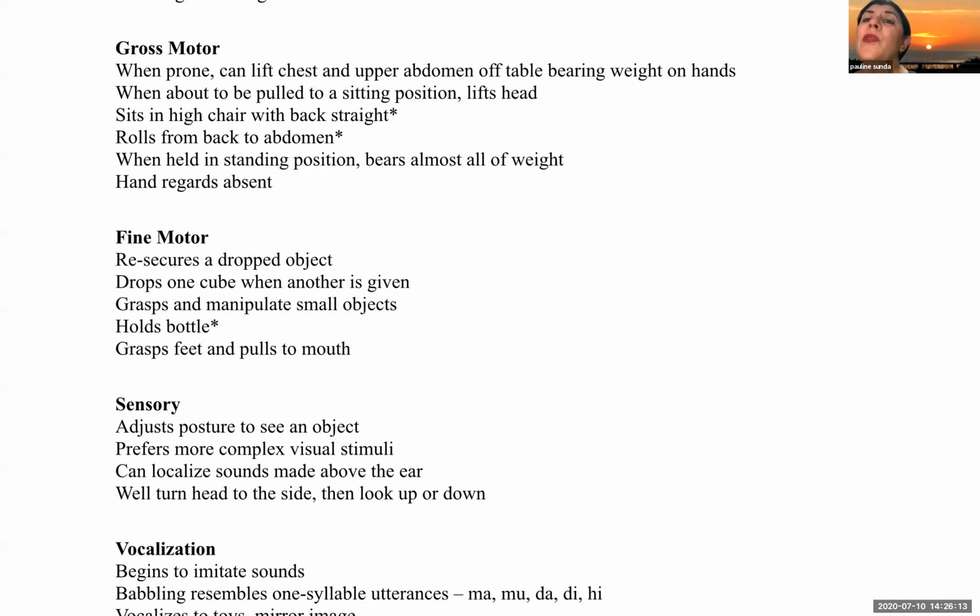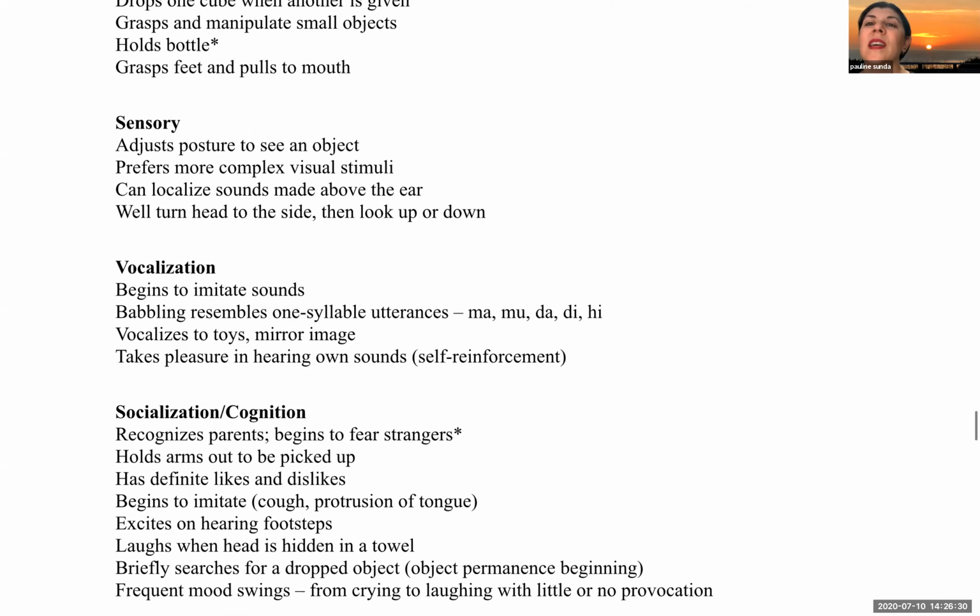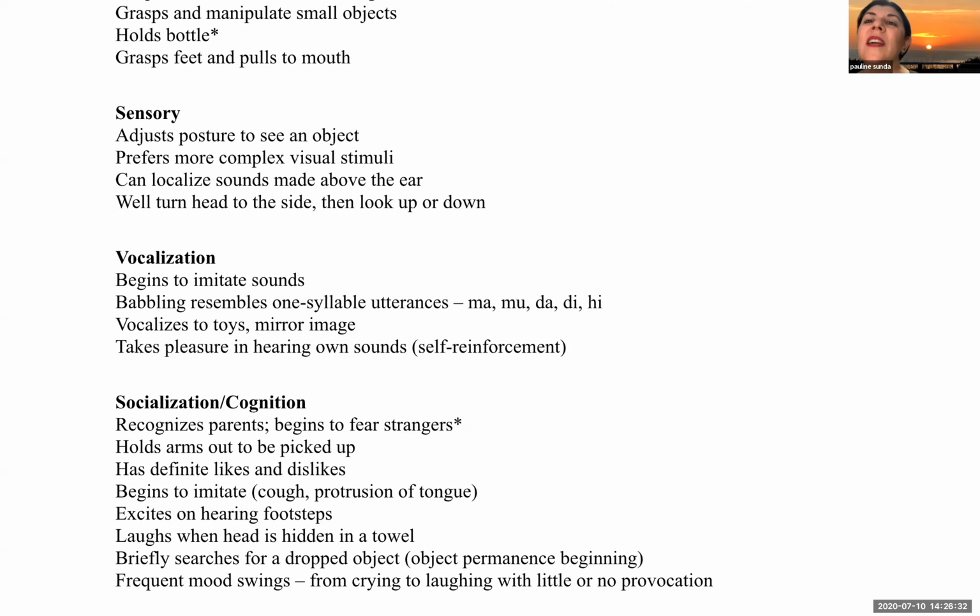Gross motor, they will roll from their back to their abdomen, and when they're held in a standing position, they can actually bear almost all of their weight. Fine motor, here they like to hold their bottle, and they may grasp their feet and pull them to their mouth. Sensory, here they will adjust their posture to see an object.